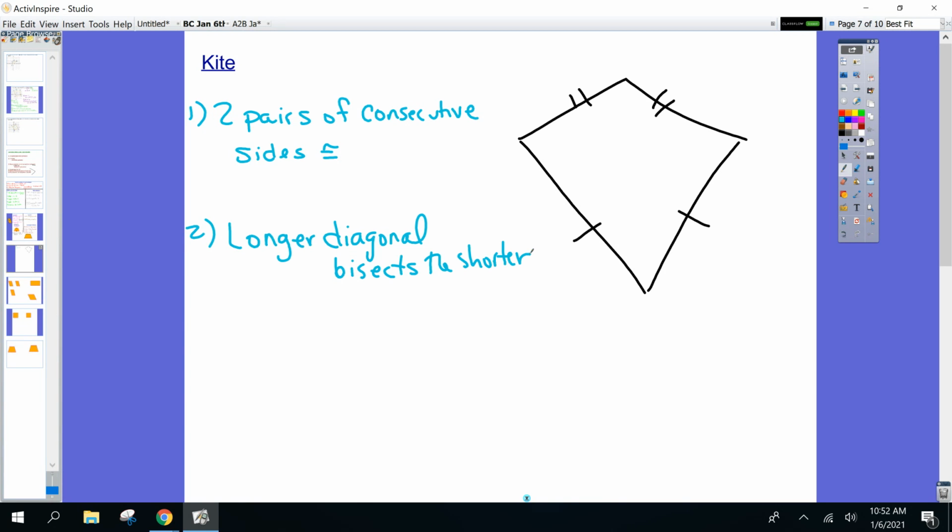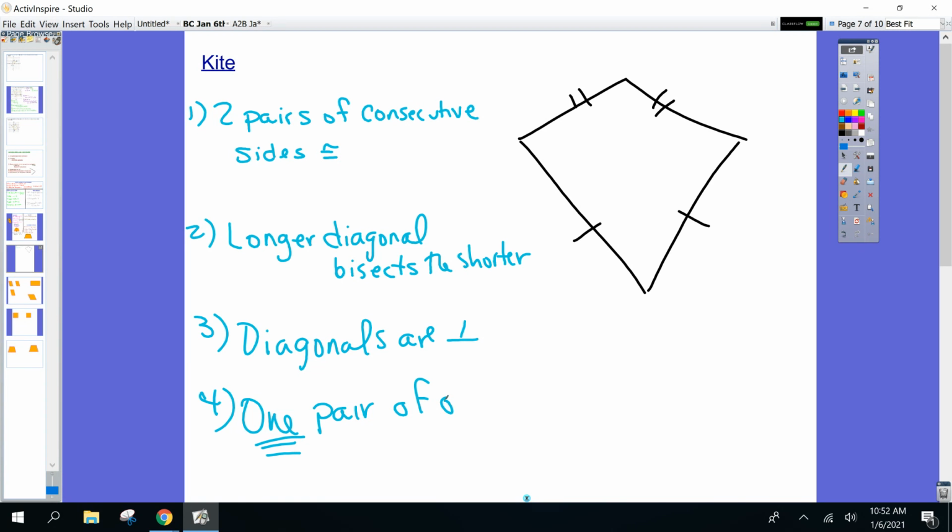I got two more I'm looking for here. Diagonals are perpendicular. Diagonals form right angles, correct. They're perpendicular. One pair of opposite angles are congruent. Yep, and let's talk about where that one pair is. One pair, only one pair.